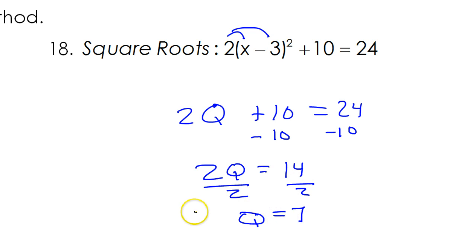So guess what? Even though we have parentheses, that doesn't change it. It's sort of like the parentheses are the q of this problem, because we have to get the parentheses by themselves. So it is like having 2q plus 10 equals 24. So we are going to subtract 10 and then divide by 2, just like this.